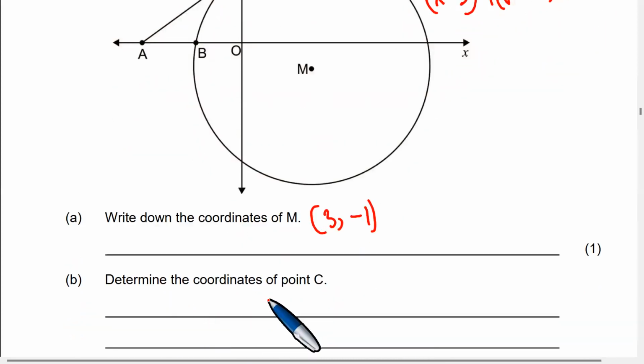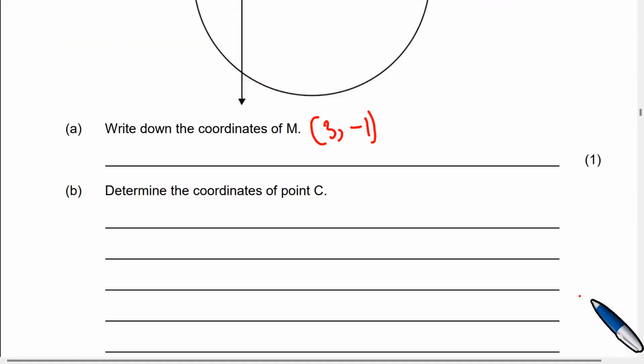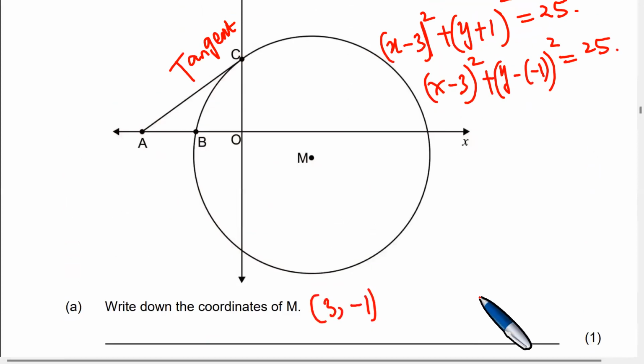Determine the coordinates of point C. How many marks? 3 marks. Anyone finding the coordinates of point C? I'm giving you like 2 minutes to find the coordinates of point C. How do we find the coordinates of point C? Where do we start? Anyone? Too easy.